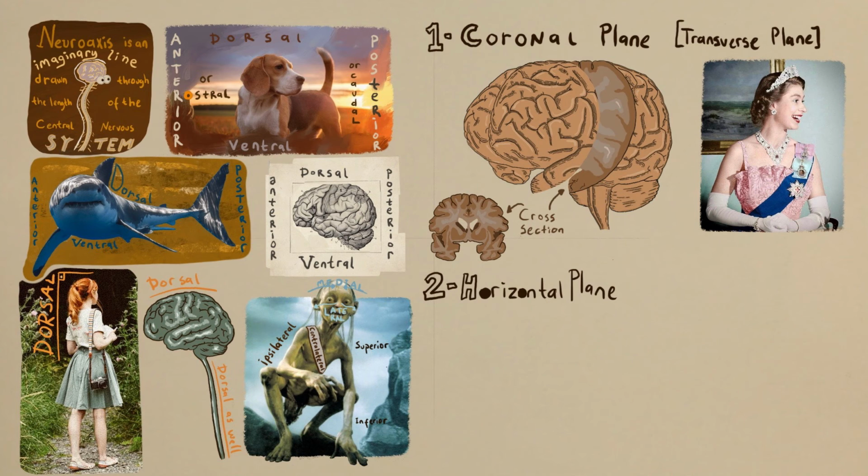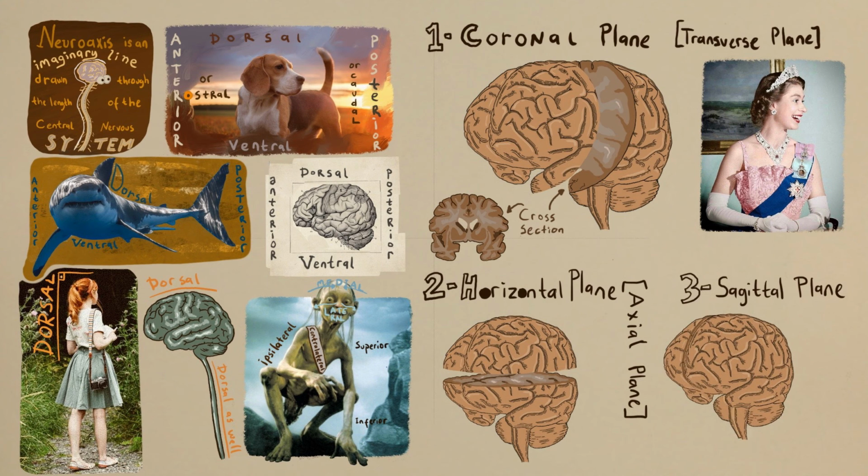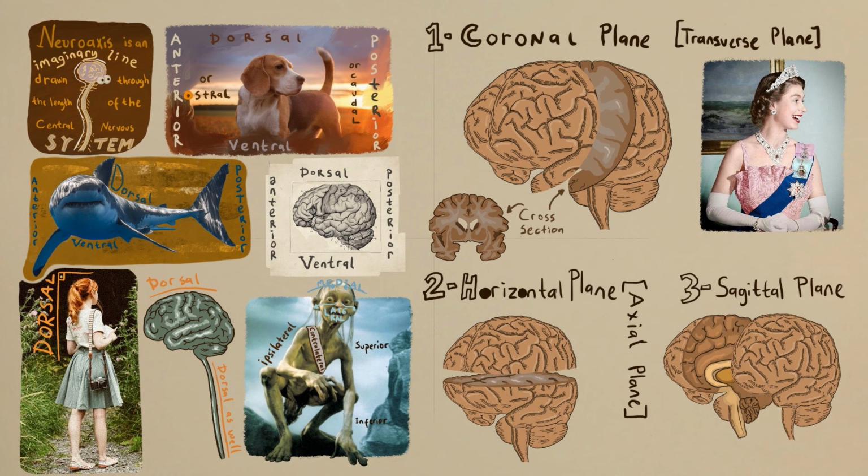Second one is the horizontal plane, sometimes called axial plane. It is parallel to the ground. The third and last one is the sagittal plane. It is perpendicular to the ground and parallel to the neuroaxis. If you cut a brain in the center and divide it into two halves, it is called a mid-sagittal plane.